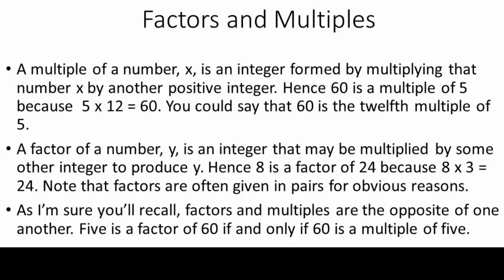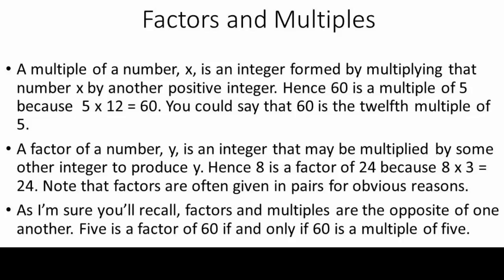So, for example, 60 is a multiple of 5 because 5 times 12 is 60. In fact, you could say that 60 is the 12th multiple of 5. In that sense, students will most often associate multiples with numbers in a number's times table. So anything in the 5 times table is a multiple of 5. Anything in the 7 times table is a multiple of 7. And that's a very sensible way of looking at it.